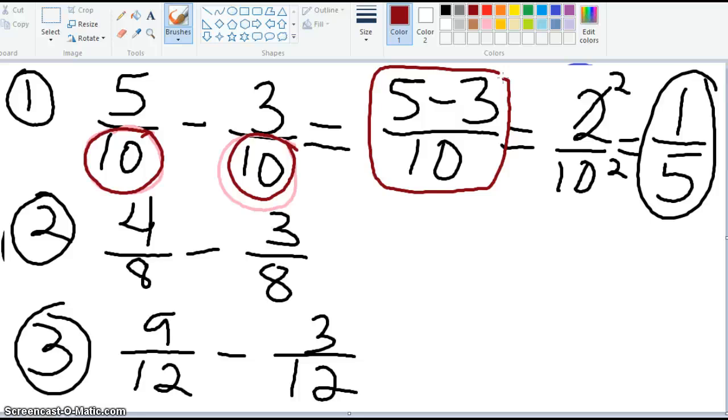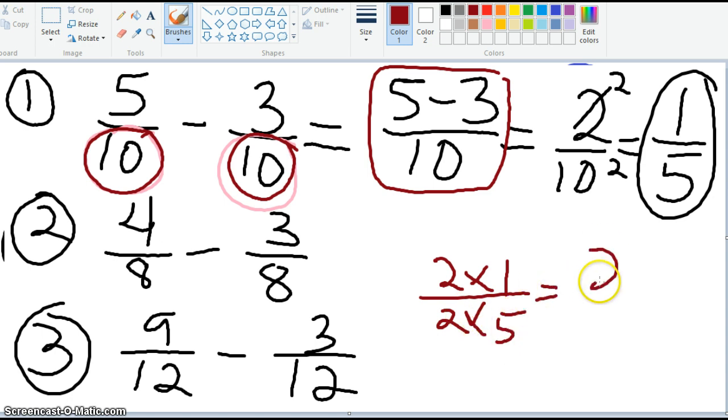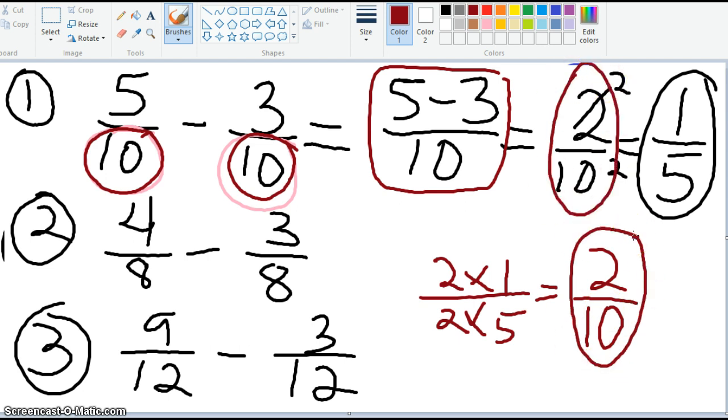And if I want to check myself, if I take that same number and multiply 2 times 1 and 2 times 5, I should end up with the same fraction that I had before I reduced it, which I do. So in this case, I know that the correct answer is going to be 1/5. Now, let me quickly erase some of this so that we can do the rest of our problems.